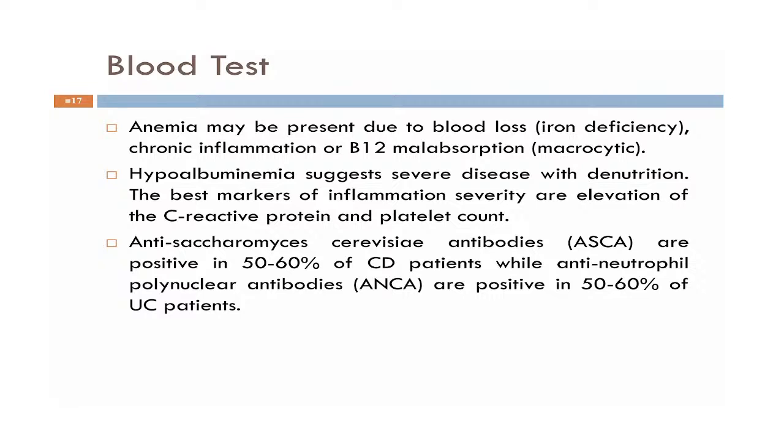And then we have anti-Saccharomyces cerevisiae antibodies, ASCA, which are positive in 50 to 60% of cases of Crohn's disease, and ANCA, which are positive in 50 to 60% of UC patients. So in blood tests, basically the tests are for anemia, hypoalbuminemia, then CRP levels to detect the inflammatory activity. Then you have ASCA antibodies, which are positive in Crohn's disease. Then you have ANCA antibodies, which are positive in ulcerative colitis.